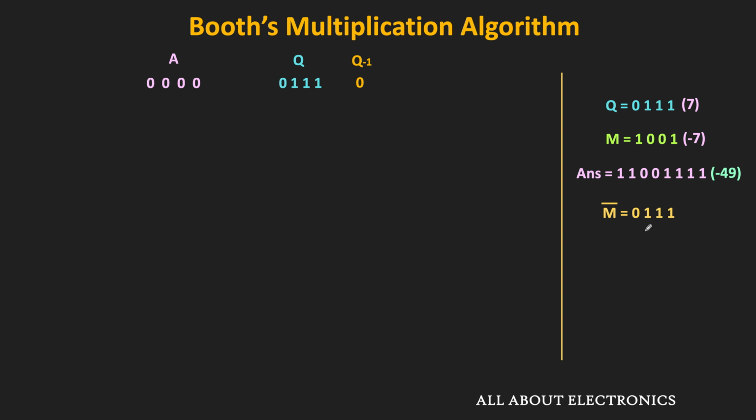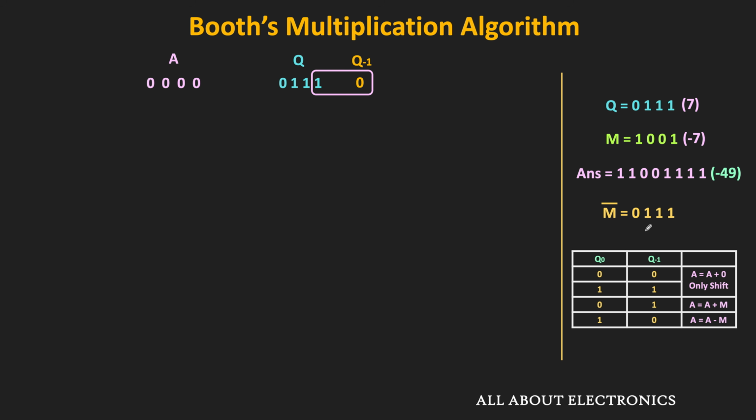So initially, this A and the Q minus 1 will be set to 0. And now, the bits Q0 and the Q minus 1 will be checked. So here, since they are 1, 0, the subtraction will be performed. That is equal to A minus M. Or equivalently, the M bar will be added with the current value of the A register. So after the addition, the content of the A register will be equal to 0, 1, 1, 1. And here, the Q and the Q minus 1 will remain as it is.